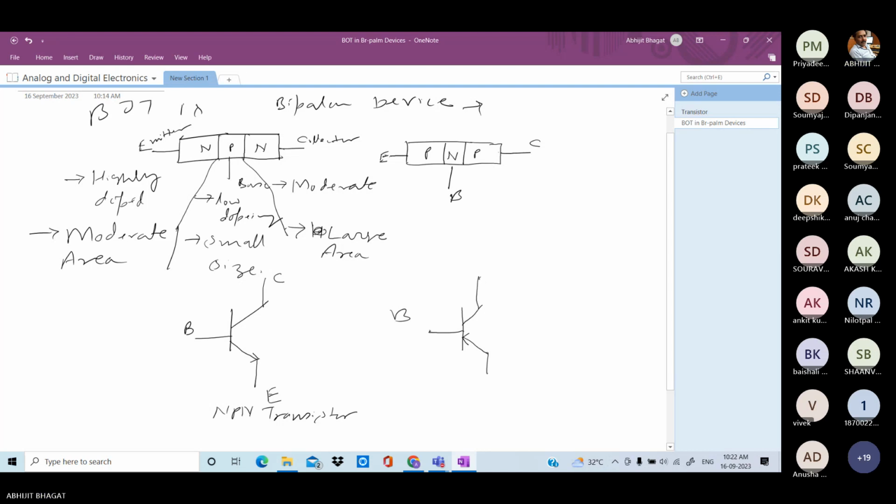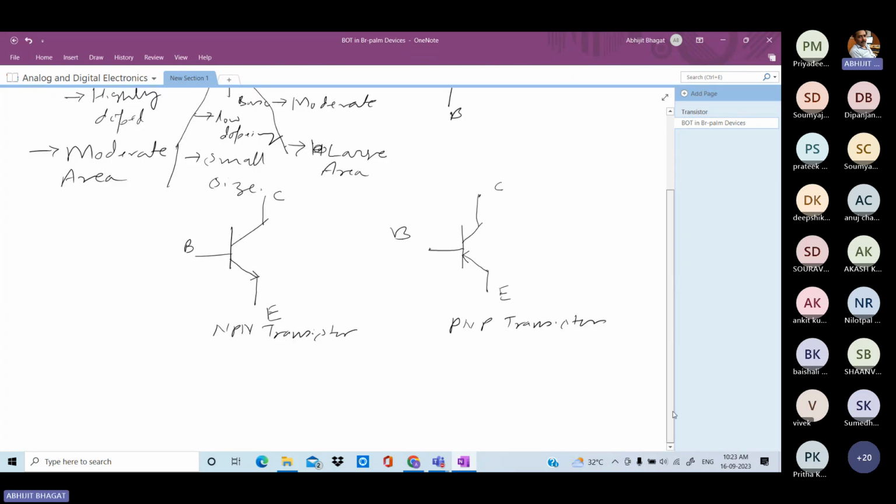Base, collector, and this is the emitter. So this is the PNP transistor. Symbol of PNP transistor. Just by the arrow sign, it is the difference. In case of PNP, the arrow is inside, and in case of NPN, the arrow is outside from the terminal. Okay.